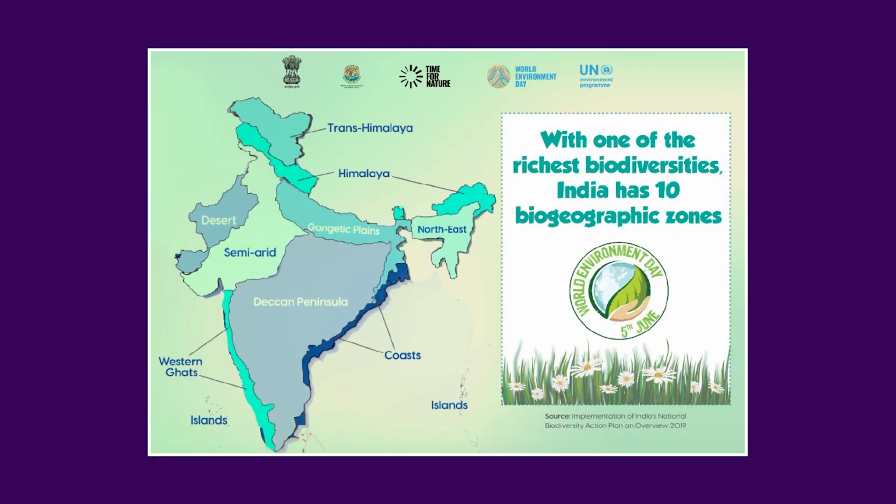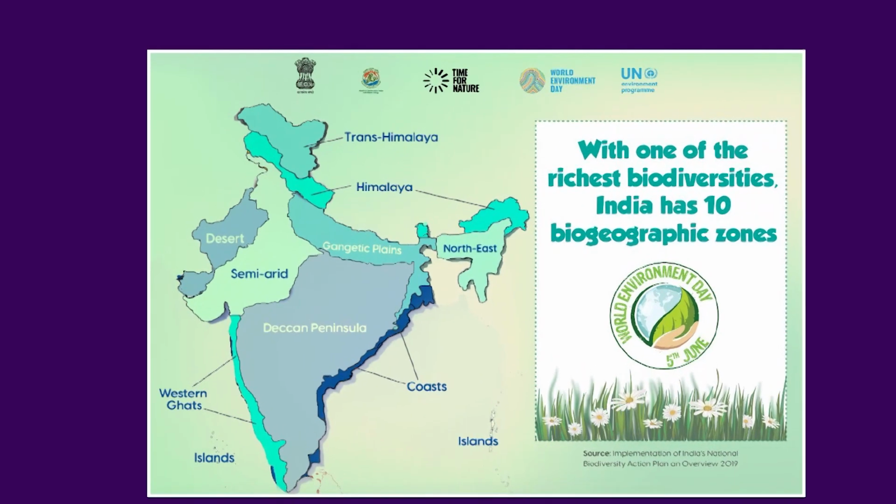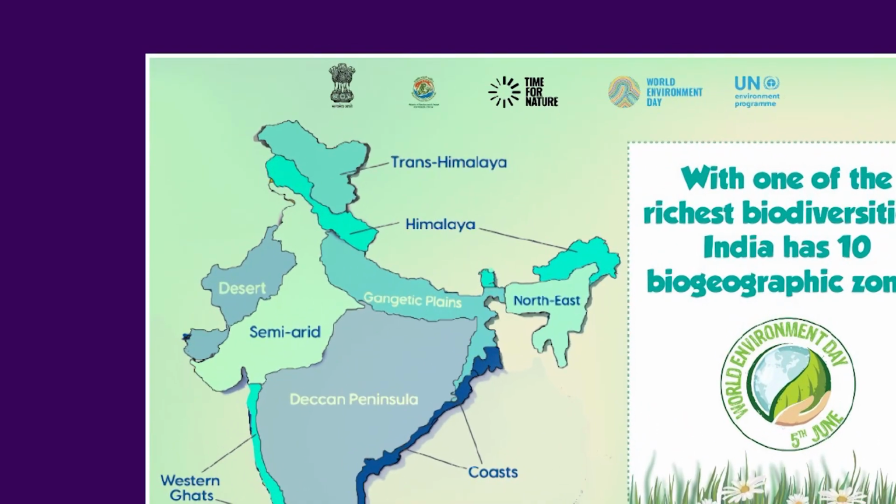The first one, we have the Trans-Himalayan zone. This is a cold, high altitude region located beyond the greater Himalayas. Imagine snowy mountains and cold desert. Here you will find animals like the snow leopard and Tibetan antelope, which are adapted to survive in extreme cold. This zone covers areas like Ladakh and parts of Jammu and Kashmir.